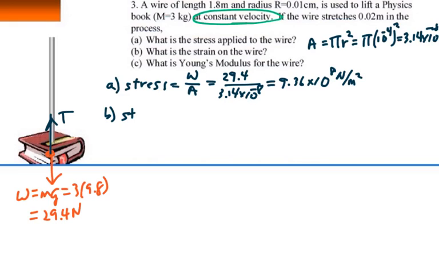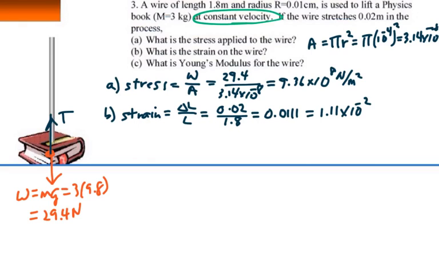The strain is the change in length over the original length. In this case, it's stretched 0.02 meters, and the original length was 1.8 meters. So that is going to be 0.011, and no units on that. Meters over meters is no units. So this is simply 1.11 times 10 to the minus 2 with no units for the strain. It's just a fraction of how much it changed in relation to its original value.